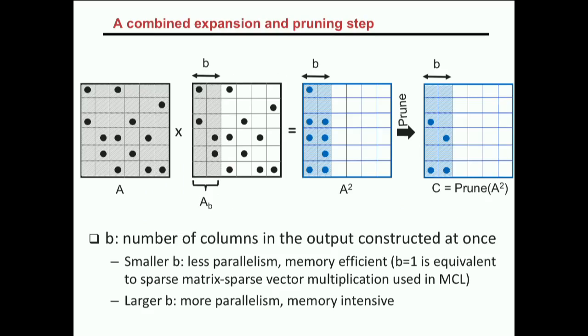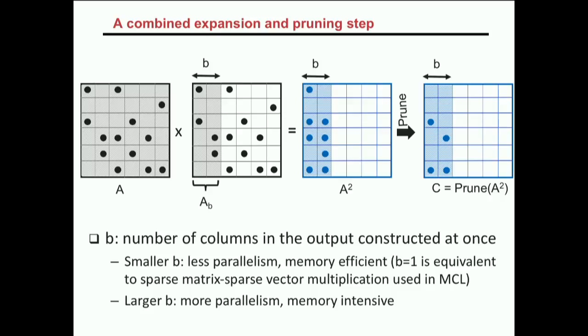So the idea is pretty simple. The solution to that, instead of forming the square all at once and then pruning, is that you form a subset of columns of the square and then prune it immediately, and then go to the next subset, prune it, and so on.